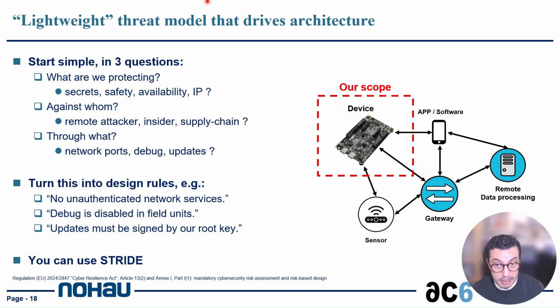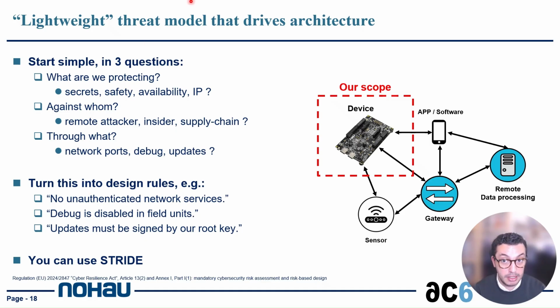So from this, we turn the risk into simple design rules. For example, we can say no unauthenticated network surfaces; we disable that. There is no debug; the debug is disabled on the field units. Updates must be signed. Tasks are isolated by some trust zone that I will explain later with the MPU. And the attack surface is kept minimal. This is something that we can use as design rules.